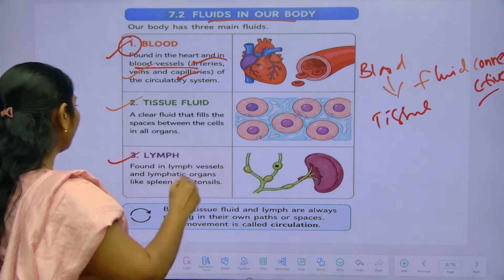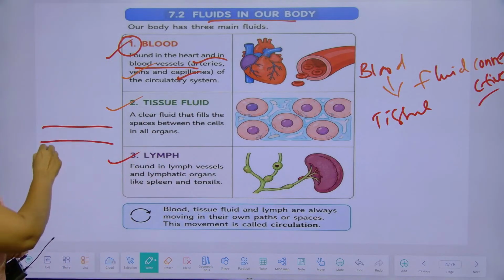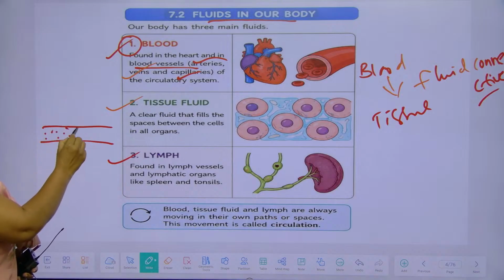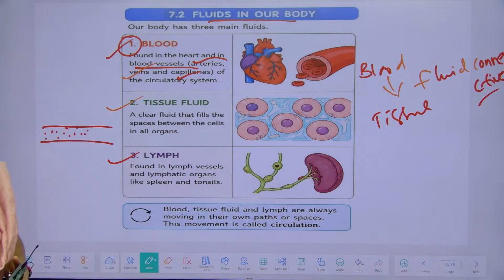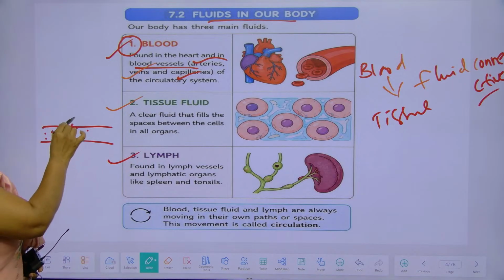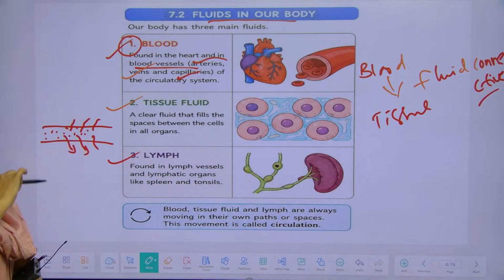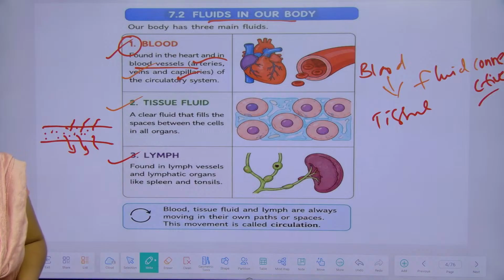See, now as we all discussed, for example, this is a blood vessel. In this blood vessel, blood will be transported with one kind of pressure. While it is transporting, what happens? Because of that pressure, some of the liquid substances come out of this blood vessel or capillary.